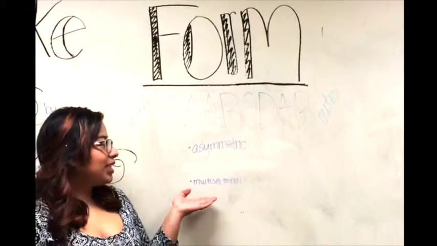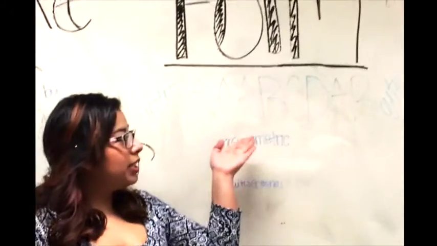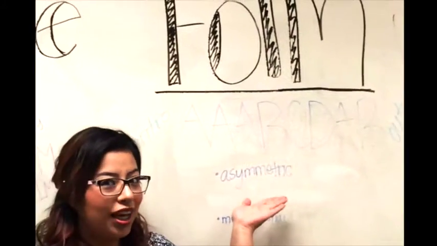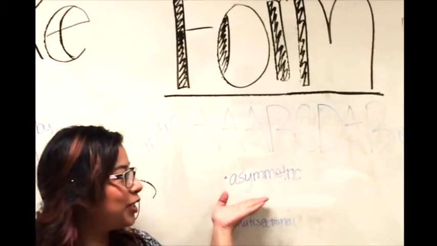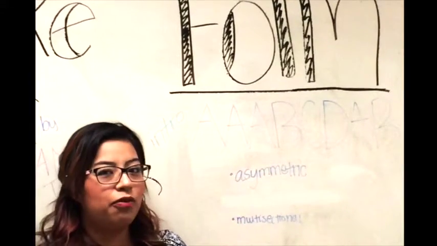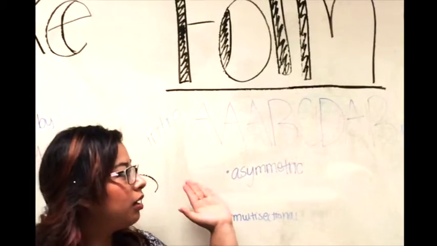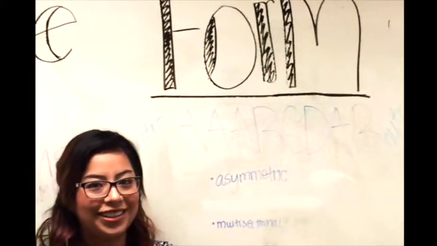The form is also multi-sectional, meaning it has A, B, C, and D in its sections. And then it's also asymmetric, which means it does not fold perfectly, it's not constant with the pattern.